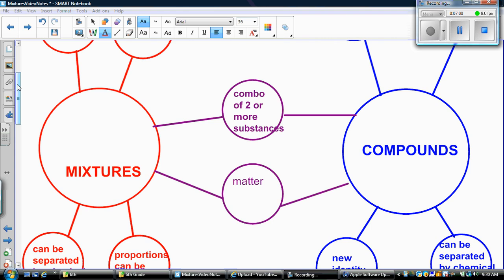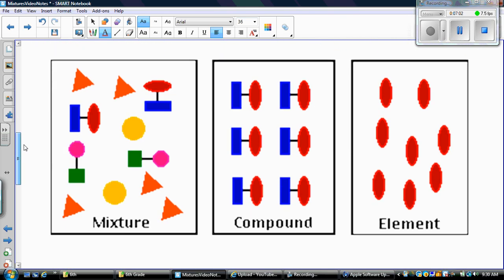Okay, so let's do a quick review down below. Remember, an element is one pure substance that's only made up of one type of atom. Remember, elements are determined by the number of protons that element has. For example, calcium always has 20 protons. So if you are looking at matter and you see 20 protons, you know you have a calcium atom, and that's that element.